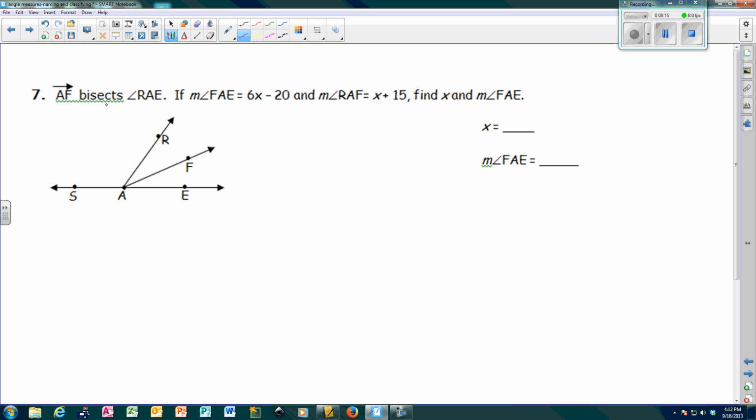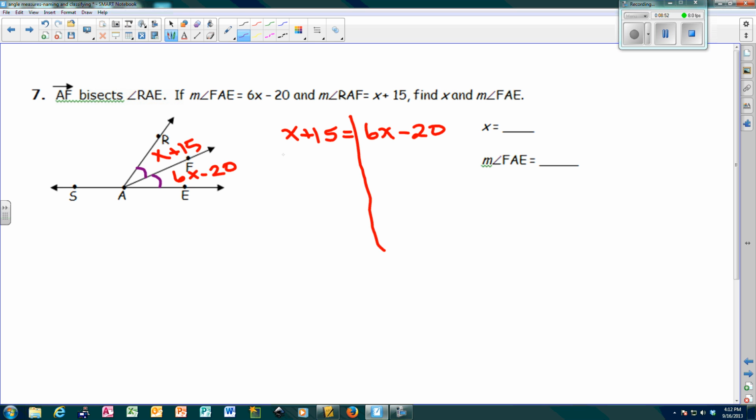All right. AF bisects angle RAE. So again, it's being bisected, so these two are equal. Make sure you put their equal marks on there if they're equal. FAE, this one, is 6x minus 20. RAF, this one up here, is x plus 15. And it says to find x and FAE. Well, these two angles we know are the same because they have the same marks, so I'm going to put them as being equal. So x plus 15 is equal to 6x minus 20.